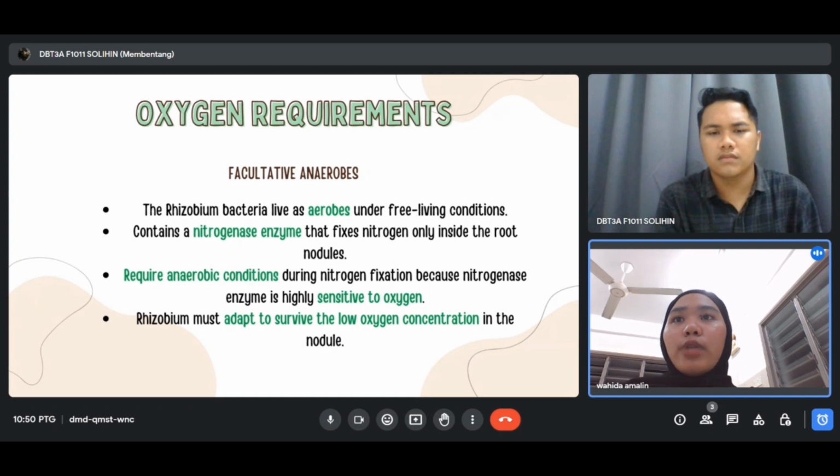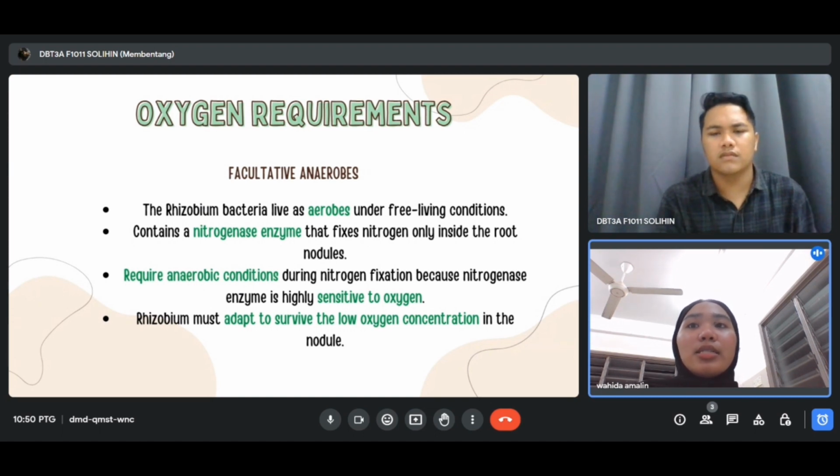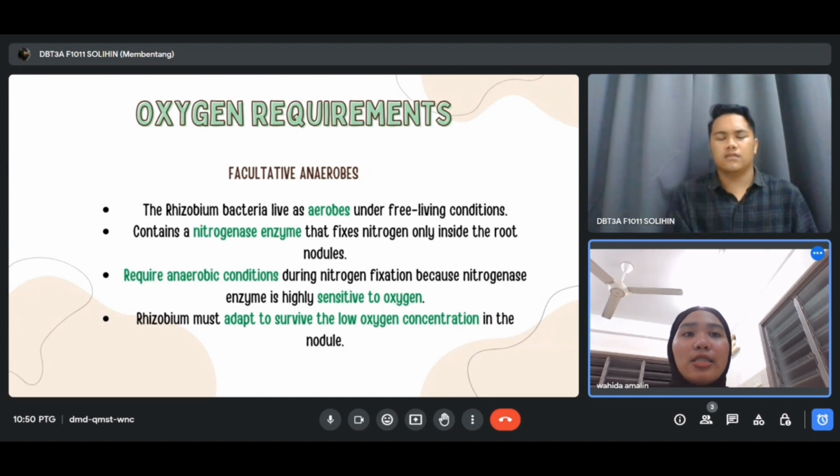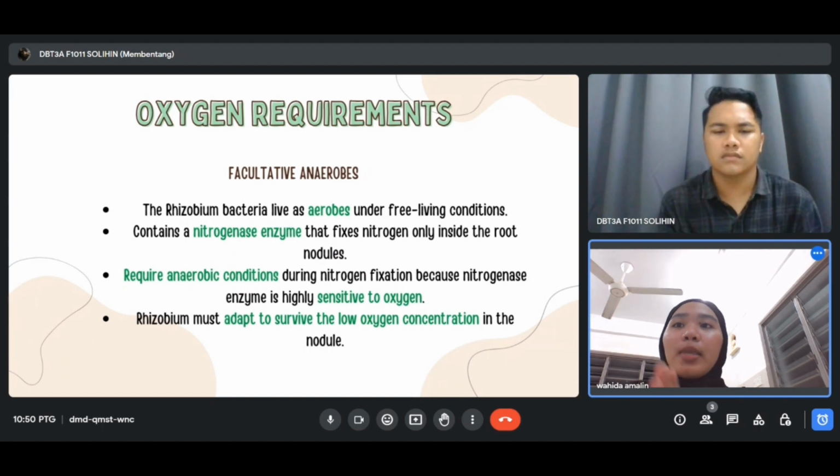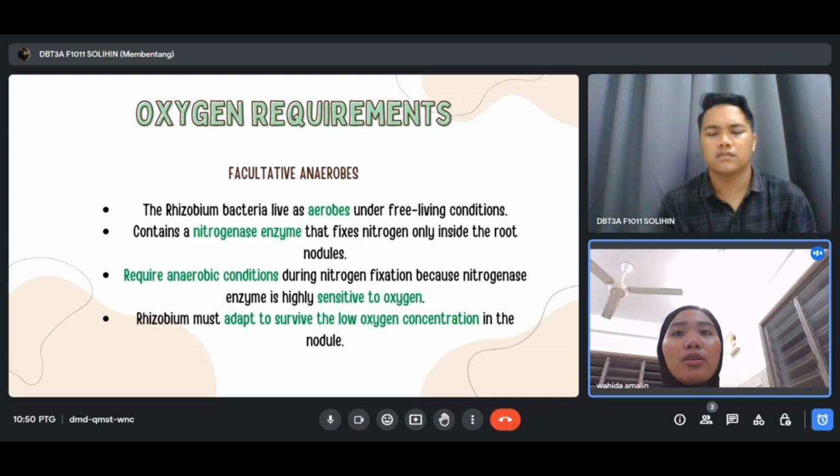Also, Rhizobium bacteria require anaerobic conditions during nitrogen fixation because the nitrogenase enzyme is highly sensitive to oxygen. So these bacteria must adapt and survive in the low oxygen concentration in the root nodules of the plant.